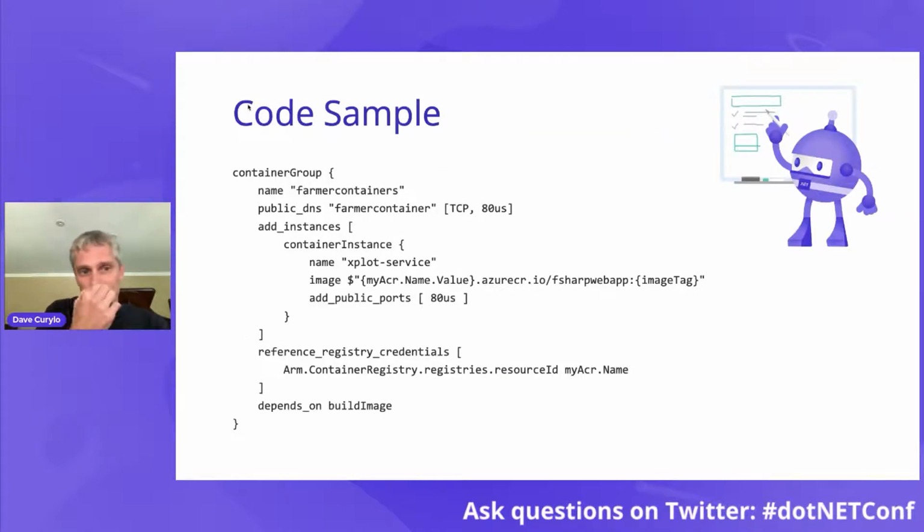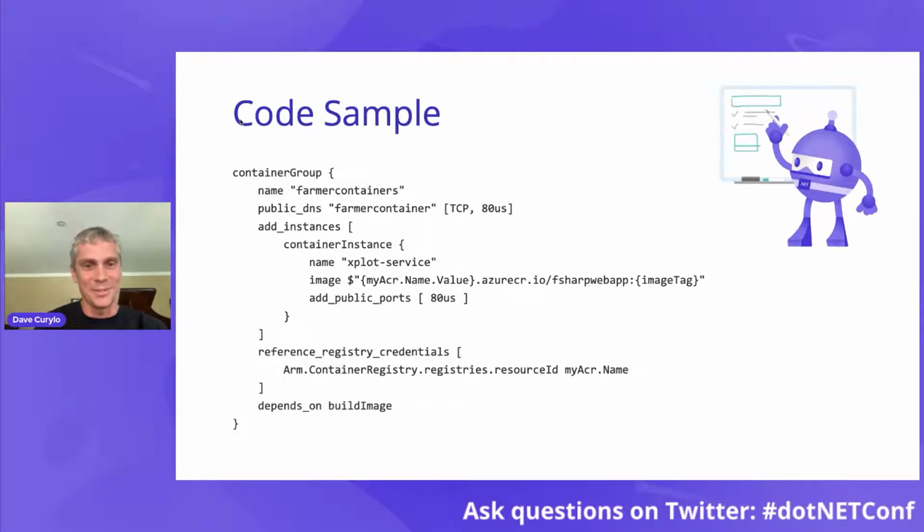It's nice. So I'm going to go into a quick code sample and demonstrate it. This is what some of the Farmer DSL basically looks like. Here we've got a container group. If you're familiar with Azure, it has these container groups that are a lightweight way to deploy a container. You've got some software you just want to package in a container and deploy onto Azure, and you can do that pretty quickly. Hopefully this is relatively clear. We've got a name for our container group. We've got a DNS entry for public DNS, and it's running on port 80. We added an instance of a container. You can add many containers to a container group. Here we're adding one for the XPlot service.